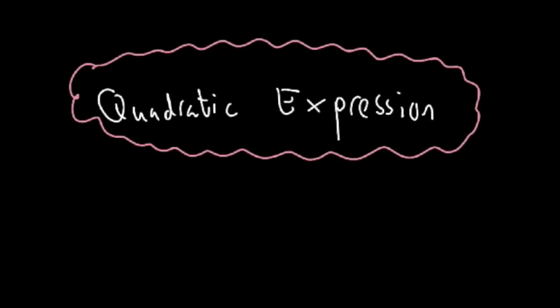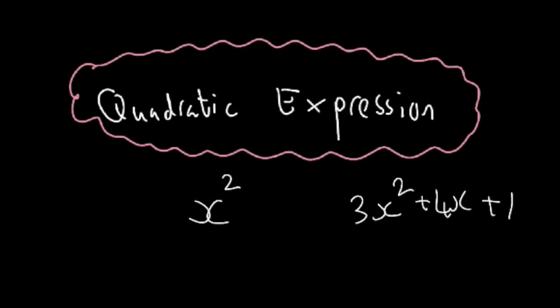So what is a quadratic expression? Well, quadratic essentially just means an algebraic term with a power of 2, or with the highest power of 2. So that could be a quadratic expression. Something like this could also be a quadratic expression, and something like this could be a quadratic expression. So anything with a highest power of 2 is going to give you a quadratic expression.